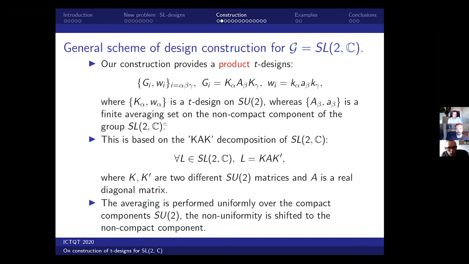Such a product form of the design is based on the so-called KAK decomposition of the group SL2C, which allows us to represent an arbitrary element of the group as a product of two SU2 matrices intertwined with a real diagonal matrix A, which represents the non-compact part. The averaging in our construction is performed uniformly over the compact components, the SU2 components. And all the non-uniformity, this suppressing factor, is shifted to the non-compact component A.